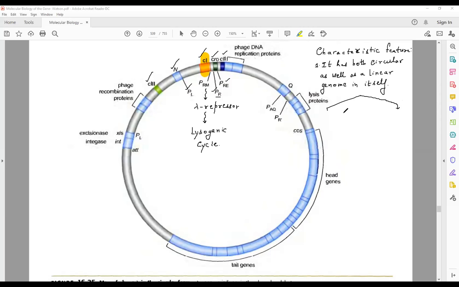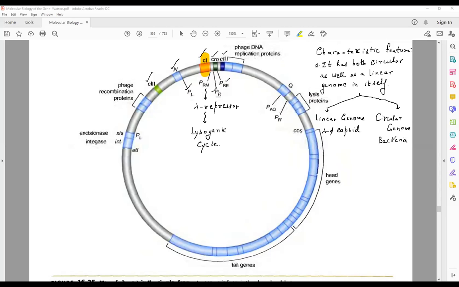Now, linear genome is present in the case of the lambda phage capsid. And circular genome is present in the case of the bacteria. This is important.